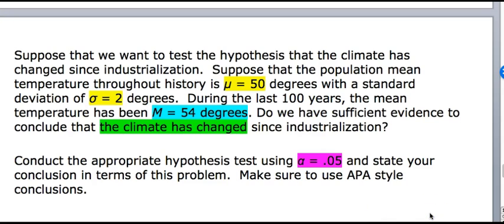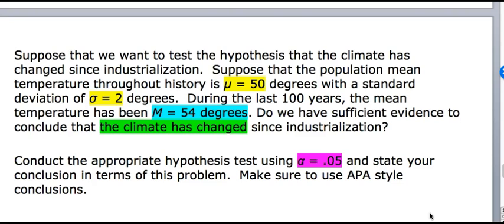All right, one last problem, and now this is going to be a non-directional problem, okay? Or a non-directional hypothesis test. Suppose that we want to test the hypothesis that the climate has changed since industrialization. Suppose that the population mean temperature throughout history is mu equal to 50 degrees, with a standard deviation of sigma equal to 2 degrees.